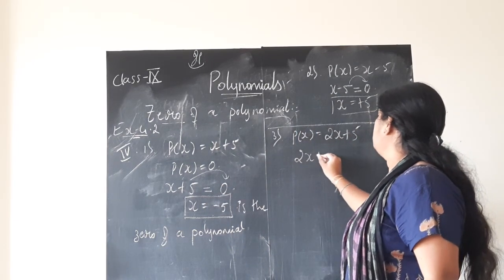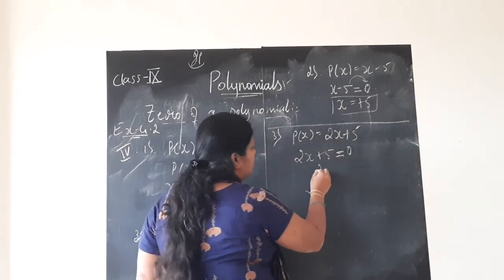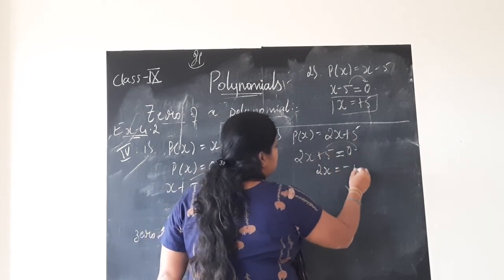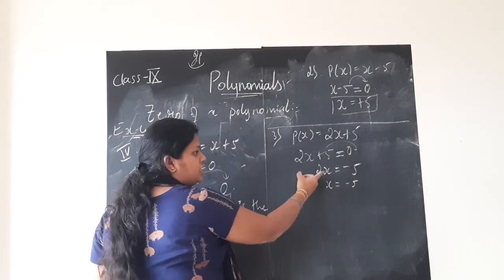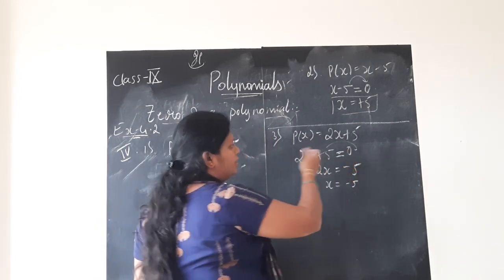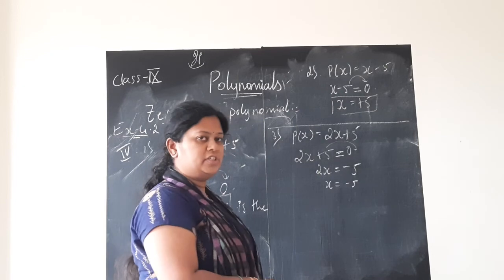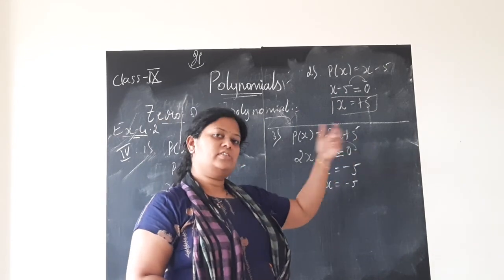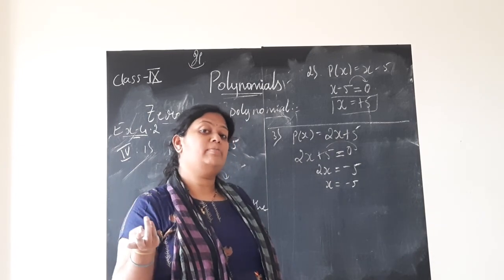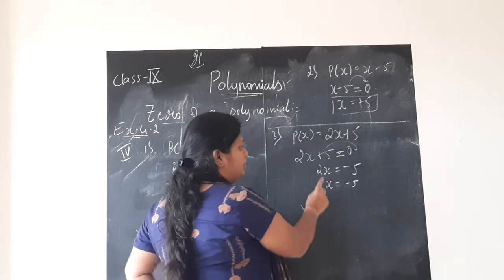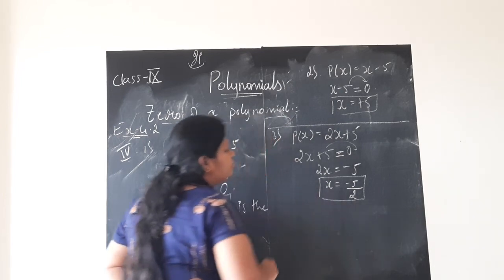Write the expression 2x plus 5 as it is, equate it to 0. If 2x plus 5 is 0, what is 2x? Plus 5 taken to the RHS becomes minus 5. What is x? Minus 5 by 2. If multiplication is there and you send it to the other side, you should do division. If addition or subtraction is there, then the sign changes: plus becomes minus, minus becomes plus. But if multiplication, you divide; if division, you multiply. Here 2 into x is multiplication, so x is minus 5 by 2.